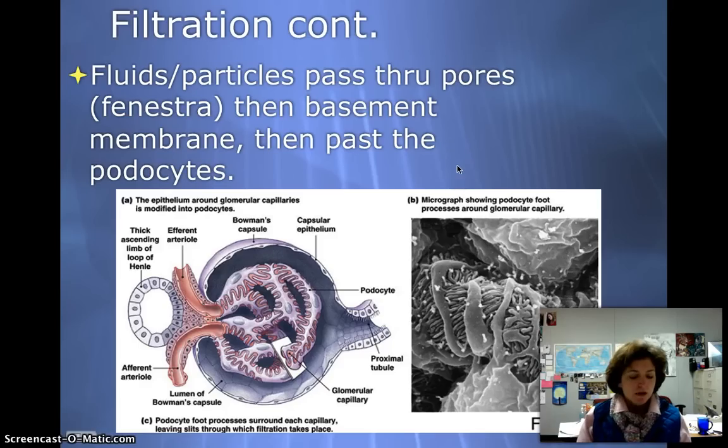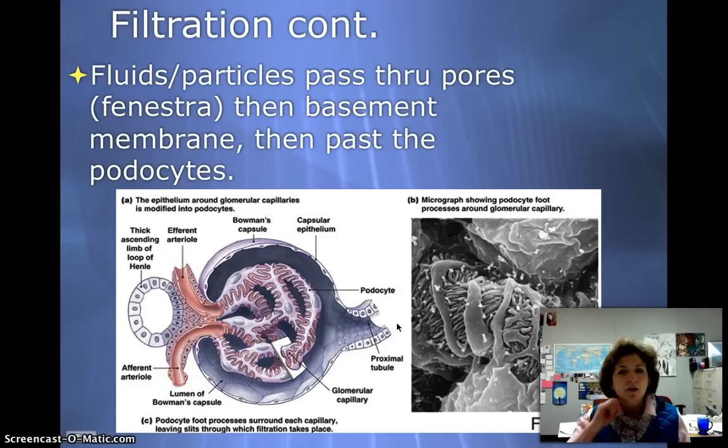Taking a look again, a quick review: filtration is occurring between the glomerulus and the Bowman's capsule. Pretty much everything but the plasma proteins is going to filter out at this point through the very porous walls of the glomerulus, and that filters into the Bowman's capsule region. Then it's going to travel into the proximal convoluted tubule.